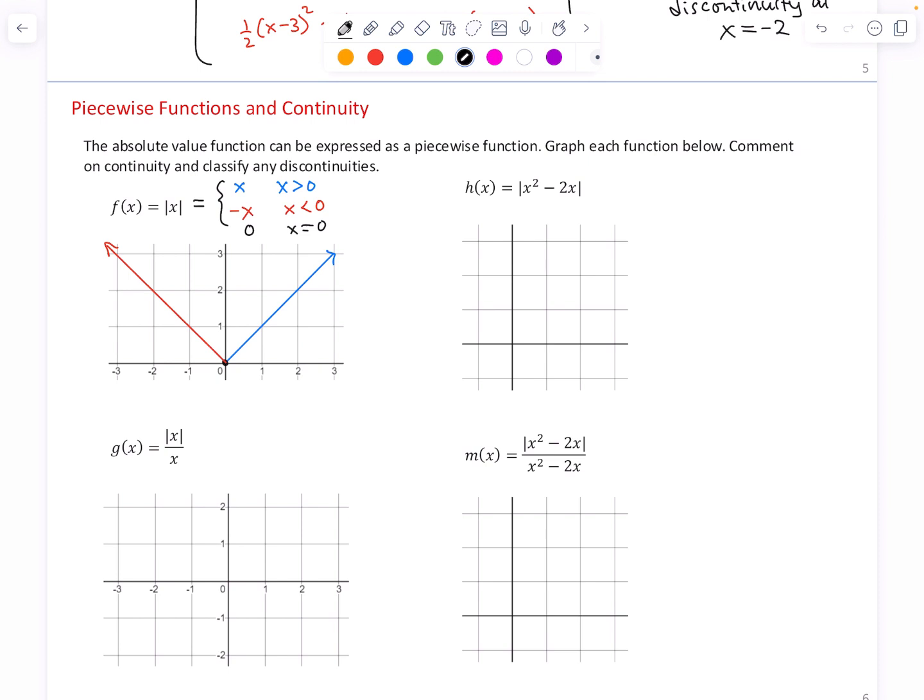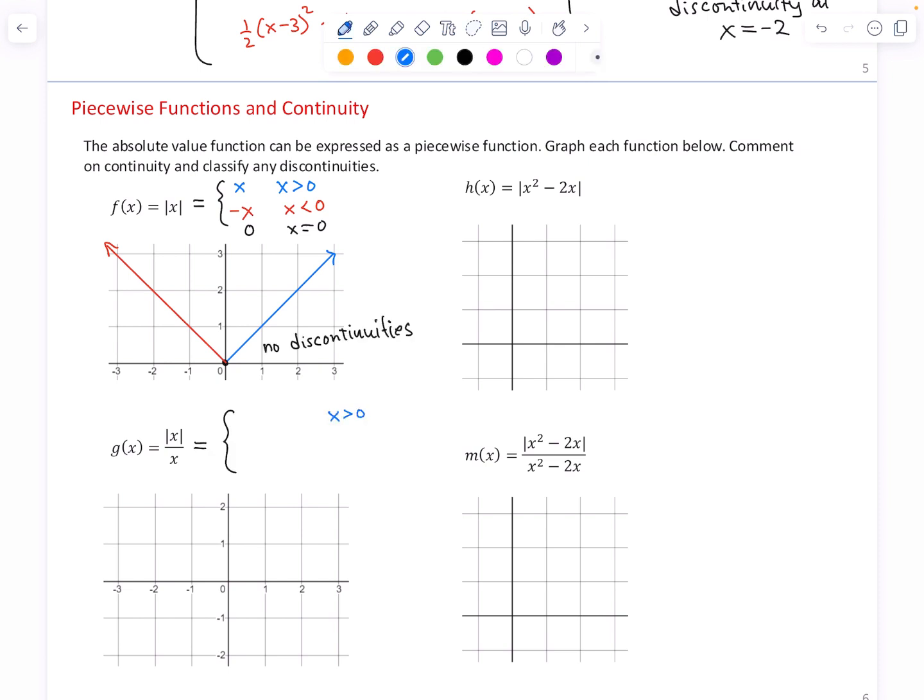Finally, observe that f of x is continuous. Even if you break it down into 3 pieces like this, when you put all those pieces together, I get a function that I can draw and transition without ever lifting my pencil. So this has no discontinuities. Let's look at g of x next.